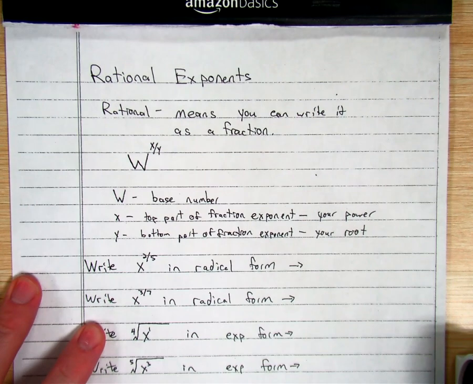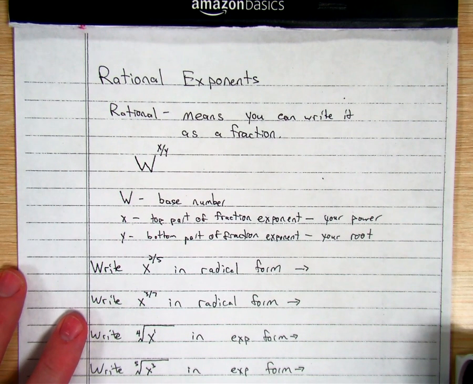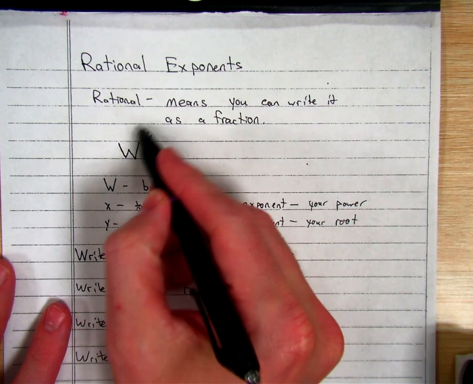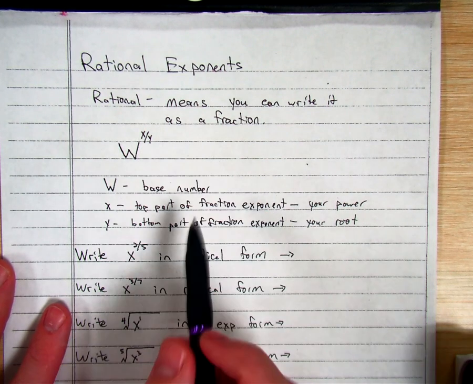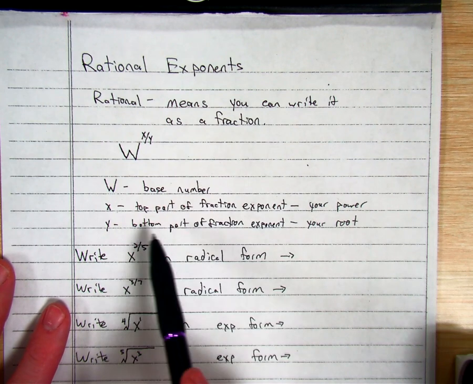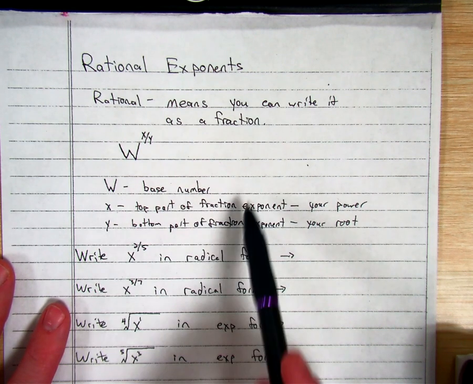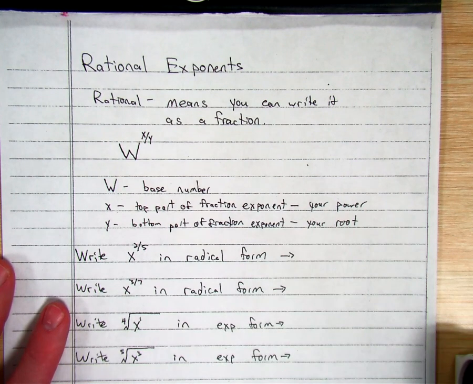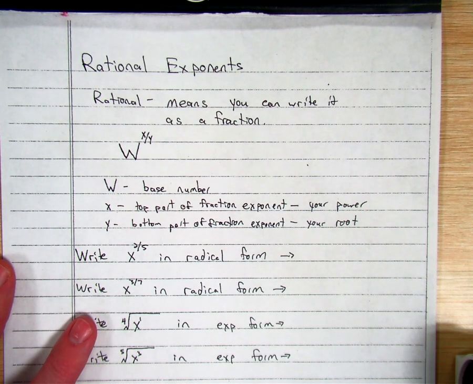Alright, rational means you can write it as a fraction. So if I have w to the x over y power, we're going to have fractions in the exponent. That big capital W, that's your base. The top part of the fraction of your exponent is your power, and the bottom number is your root, which should be pretty similar to stuff we've already done, where we've reduced these roots, and we always do exponent divided by root.